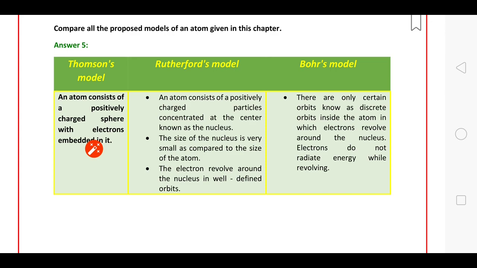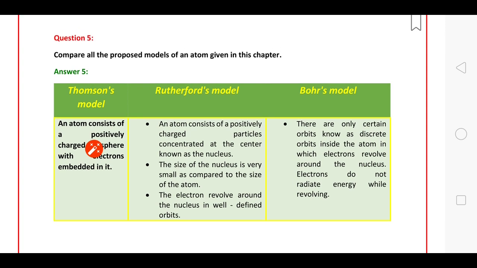The electrons revolve around the nucleus in well-defined orbits. According to Bohr's model, there are only certain orbits, known as discrete orbits, inside the atom in which electrons revolve around the nucleus. Electrons do not radiate energy while revolving.